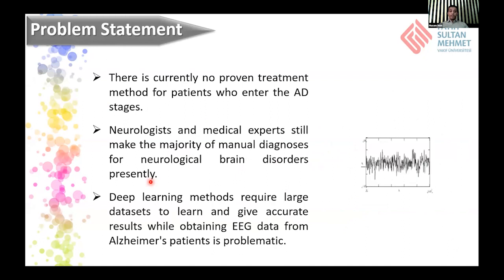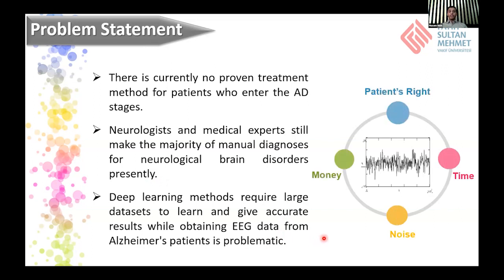Presently, doctors, neurologists, and medical experts still make manual diagnoses, and sometimes for one case it takes several hours to reach final results. So the deep learning method is a promising approach in this field. However, it requires a large data set to learn and give accurate results. Obtaining EEG data from Alzheimer's patients is problematic.